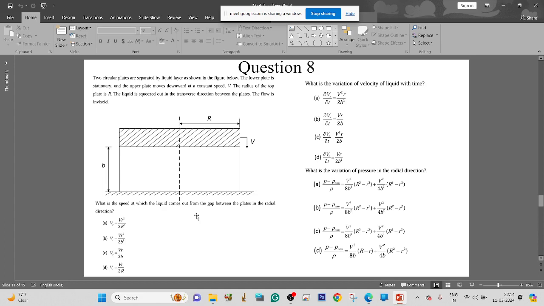So that is pi r square V is equal to 2 pi r B VR. If we consider this a cylinder, the fluid that is passing in this direction will be equal to the fluid that is moving out in this direction, similar to what we did in the earlier problem. So VR is equal to V multiplied by R upon 2B. So this is option C.